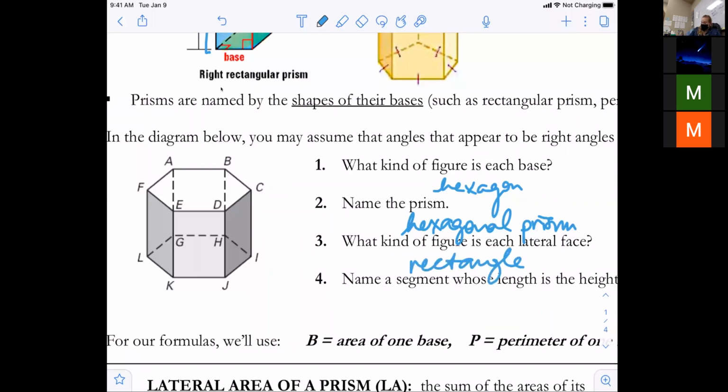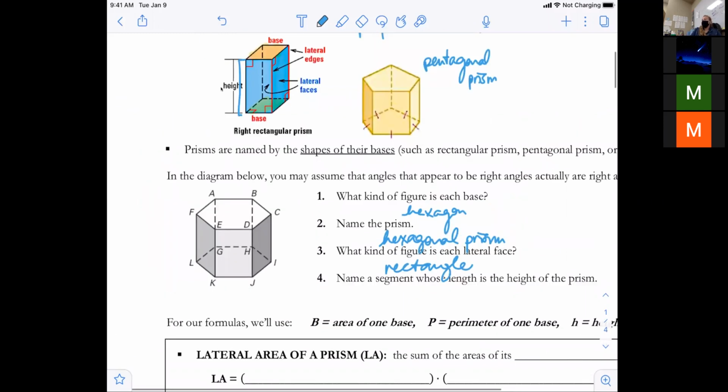And then it says, name the segment whose length is the height of the prism. There's a lot of options. Who can name one segment that's the height of this prism? Megan? FL works. Anything that goes from one hexagon to the other: AG, BH, CI, DG, EK. Megan said FL, so we're going to write FL, not FJ. I don't know why I wrote that. And let's write a little segment line over it because it's a segment.